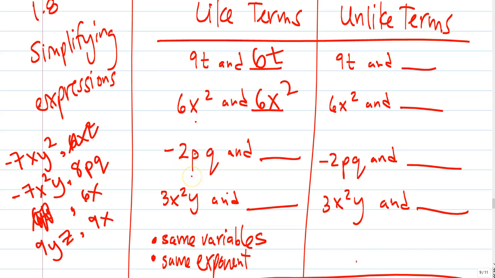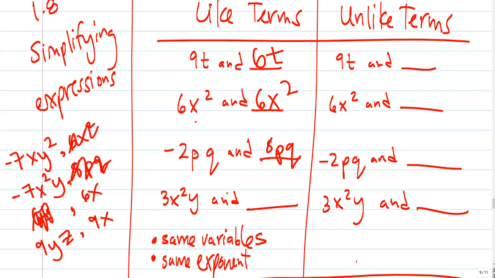Negative 2pq. I'm looking for a p and a q. I see 8pq. Same letters, same variable. I'm not worried about the coefficient. That's not what makes them like terms. They have to be the same letters.